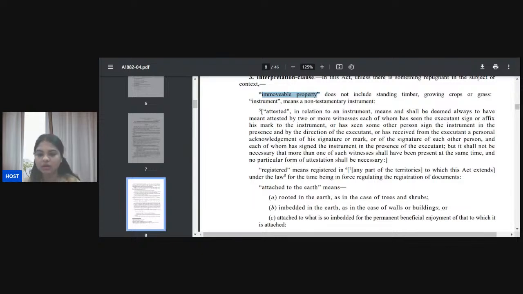Very good, Priyanka. And what is the things rooted in the earth? Things rooted in the earth, but since section 3 of the TP Act is already telling you that it's not including standing timber, growing crops or grass, we will remove these from things rooted in the earth. So things rooted in the earth is a movable property, except standing timber, growing crops or grass. Right? So this is the complete definition of immovable property.